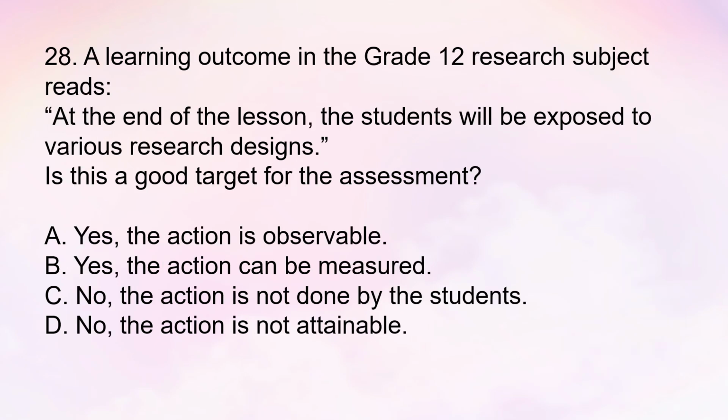Number 28, a learning outcome in the grade 12 research subject reads, at the end of the lesson, the students will be exposed to various research designs. Is this a good target for assessment? Letter A, yes, the action is observable. Letter B, yes, the action can be measured. Letter C, no, the action is not done by the students. Or letter D, no, the action is not attainable.